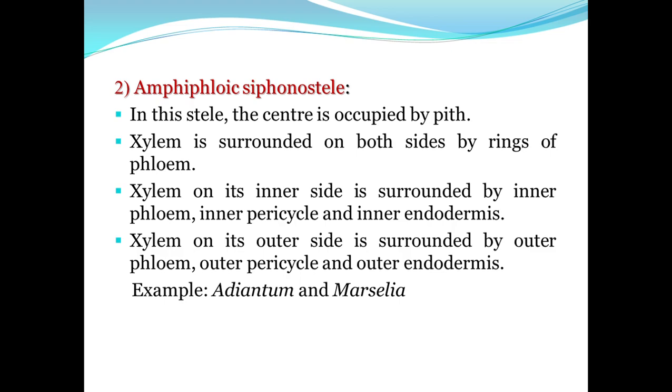Xylem on its inner side is surrounded by inner phloem, inner pericycle and inner endodermis, and xylem on its outer side is surrounded by outer phloem, outer pericycle and outer endodermis. For example, Adiantum and Marsilea.